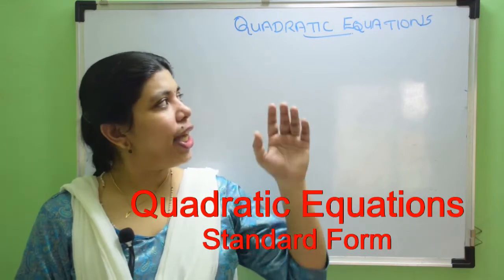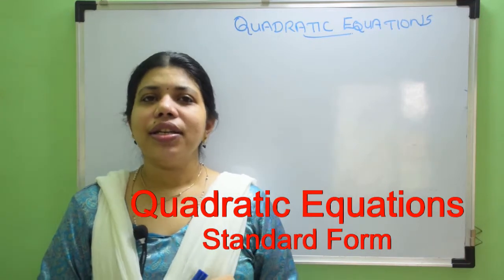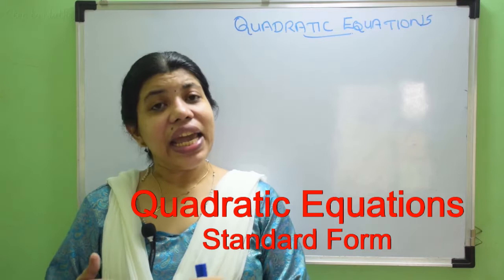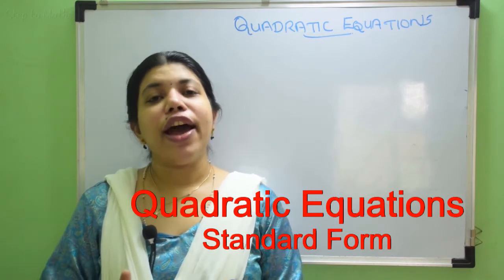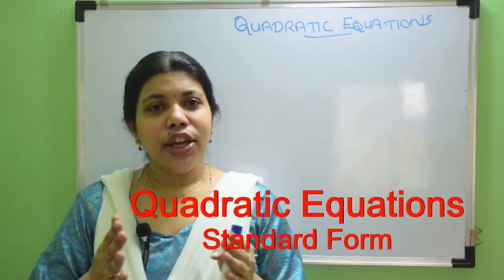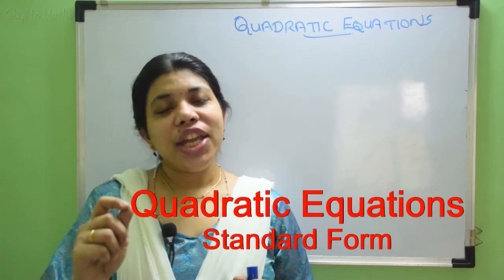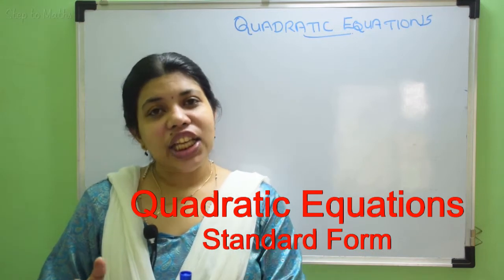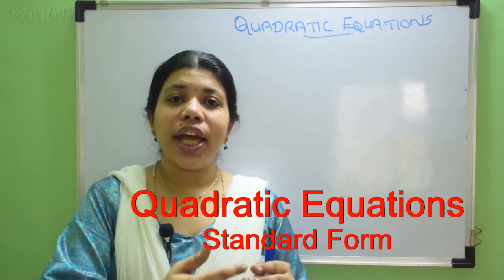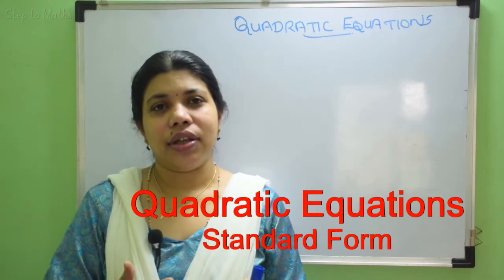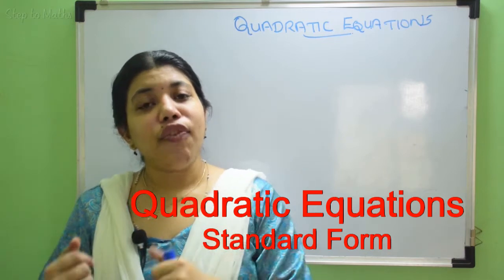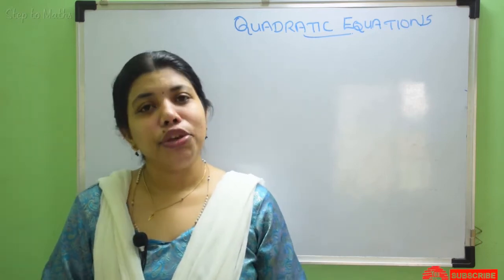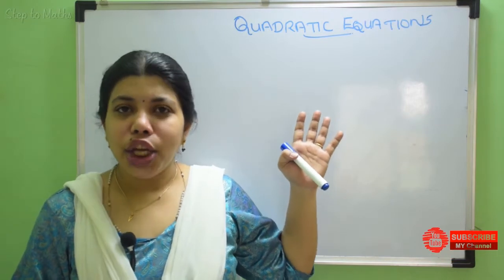Our today's topic is quadratic equations. Suppose we want to make a rectangular box and its area is given. Instead of giving the value of length and breadth, we mention only the relation between length and breadth. That is, length is 1 meter more than twice its breadth. Then how can we find the value of length and breadth? In this type of situation, we use quadratic equations.